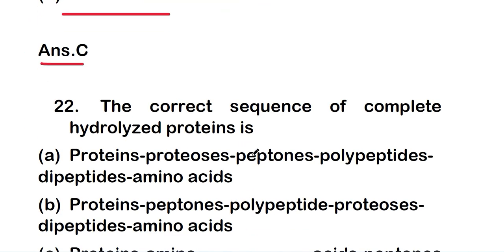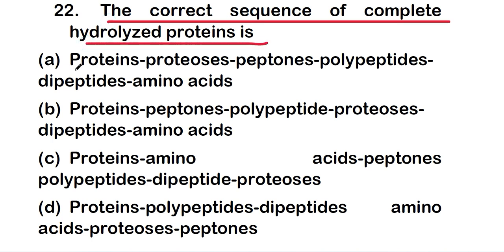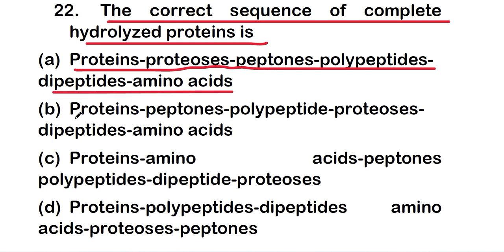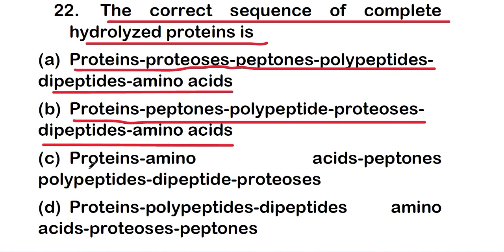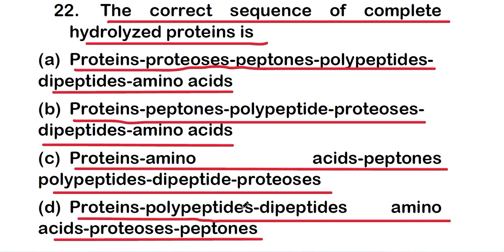Okay, so next question देखेंगे. So next question is, the correct sequence of complete hydrolyzed protein is option A proteins, then proteases, then peptones, then polypeptides, dipeptides, and at last amino acids, or option B, that is proteins, peptones, polypeptide, proteases, dipeptides, and then amino acid, or option C proteins, amino acids, peptones, polypeptides, dipeptides, proteases, and option D, that is proteins, polypeptides, dipeptides, amino acids, then proteases, then peptones.